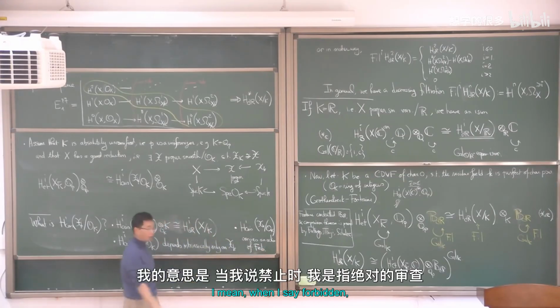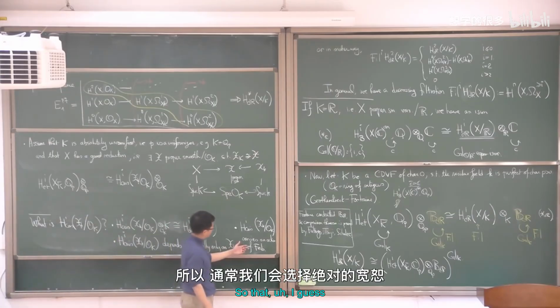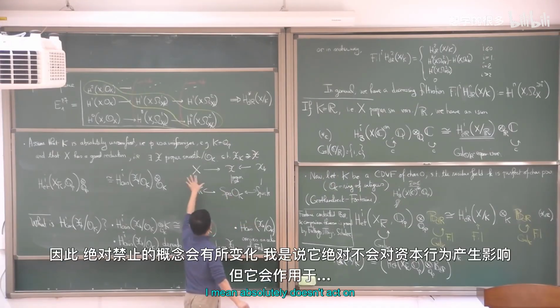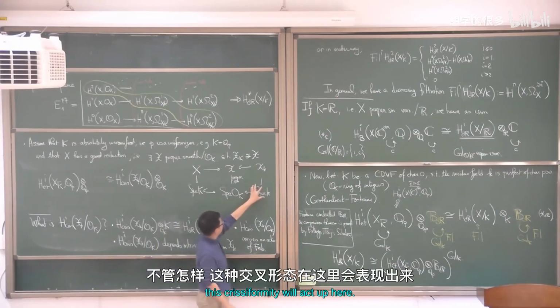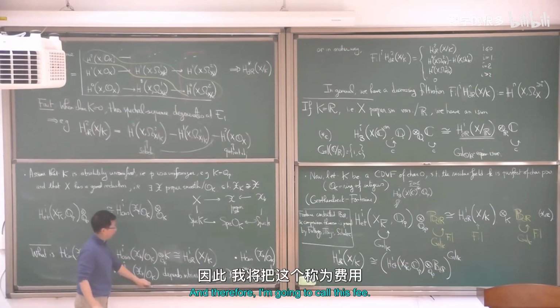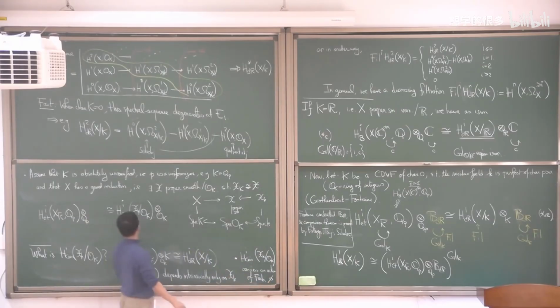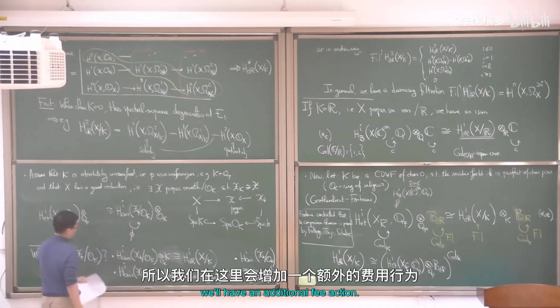Absolute Frobenius. I mean, when I say Frobenius, I mean absolute Frobenius. So I guess usually we take the absolute Frobenius. So the absolute Frobenius will change. I mean, absolute doesn't act on capital X, but will act on the special fiber. Or I guess it does, but somehow. Anyways, this crystalline cohomology will act out here, and I'm going to call this the phi action. So what we have here, we'll have an additional phi action here.